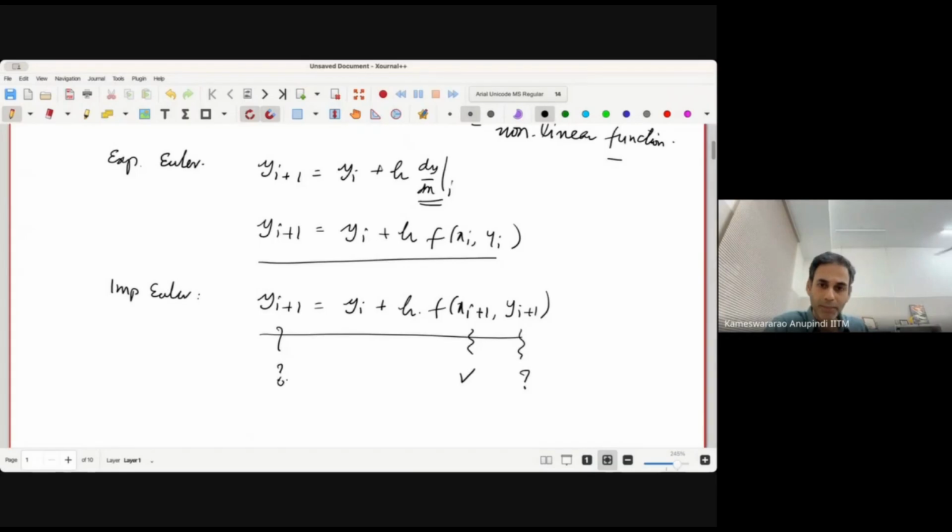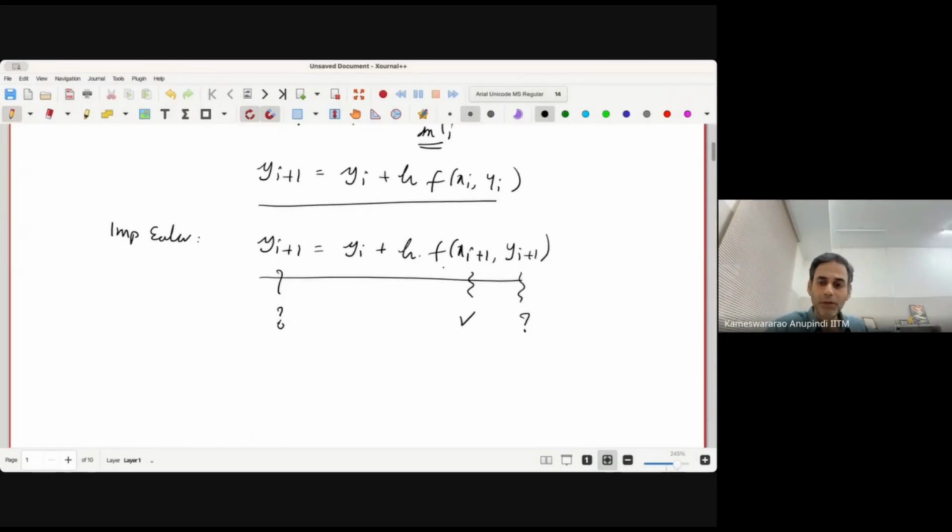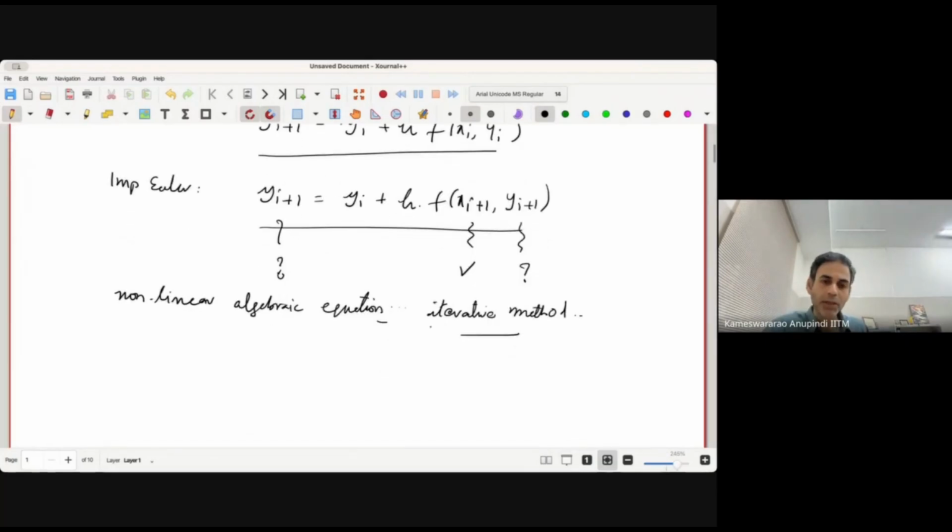So as a result, because in general f of x comma y is a nonlinear function, this will result in a nonlinear algebraic equation, which requires, of course, a solution using an iterative method. Okay. What is a solution method that we have learned for the solution of nonlinear algebraic equations? Can anybody comment?